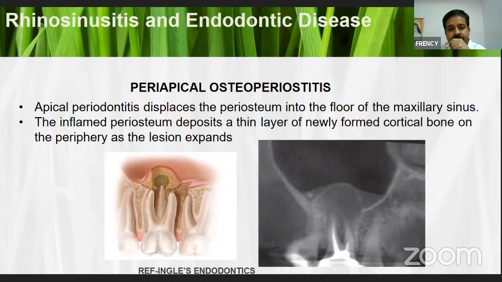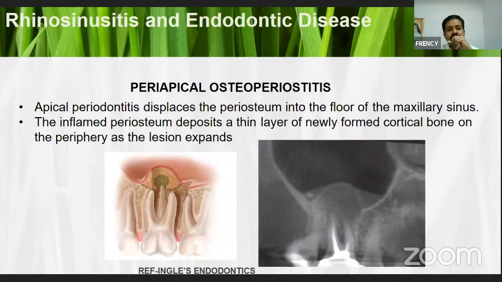Then many times the patient comes with sinusitis also. Some sinusitis may be associated with endodontic problems. Here you can see what is called periapical osteoperiostitis, if in the CBCT scan or CT scan you are seeing such a picture. You can see there is a bone deposition that is lifting the membrane. It may be a periapical osteoperiostitis.